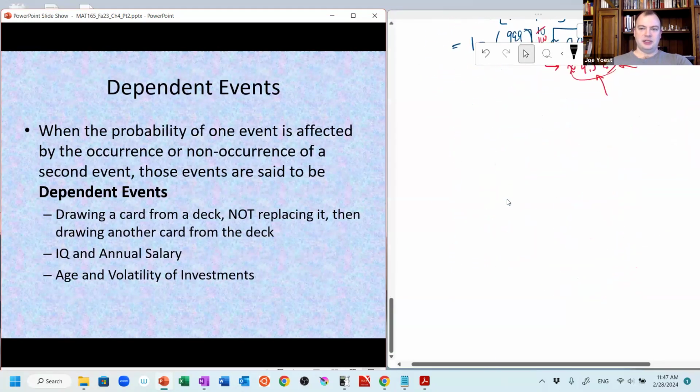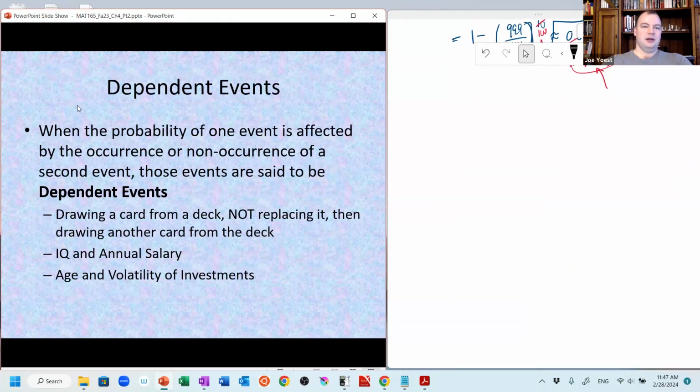Okay, so then moving on to dependent events. When the probability of one event is affected by the occurrence or non-occurrence of a second event, these events are said to be dependent events. We said if the occurrence or lack of occurrence of one event does not affect the likelihood of the other, that was independent. If it affects the likelihood of the other one occurring, those are dependent events. The probability for one of them occurring depends on what happened with the other one.